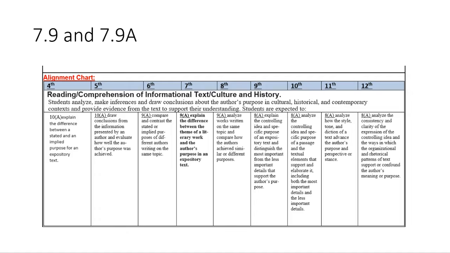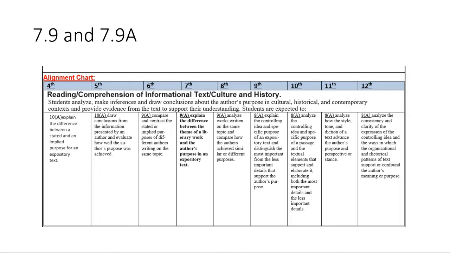The strand for 9 is a readiness standard. Students analyze, make inferences, and draw conclusions about the author's purpose in cultural, historical, and contemporary contexts. The standard 9A is a supporting standard. This is the first time students have been asked to distinguish between the theme and an author's purpose.